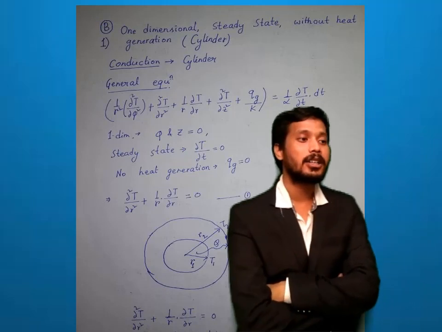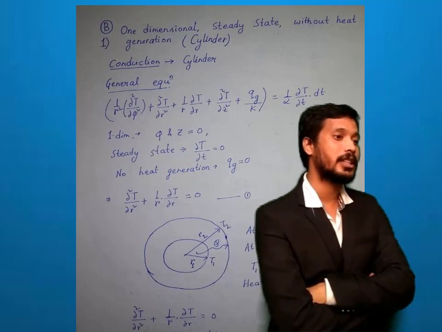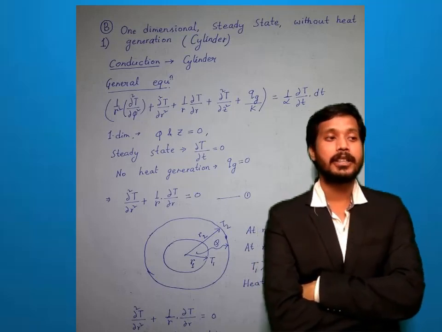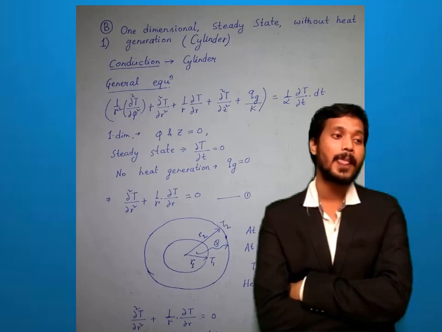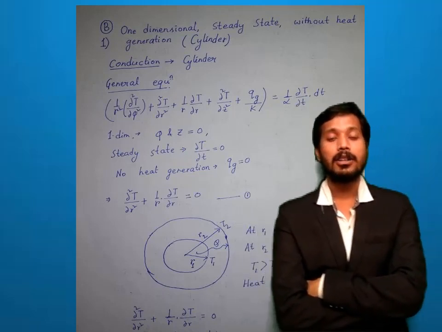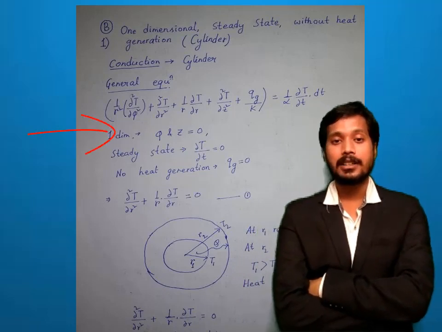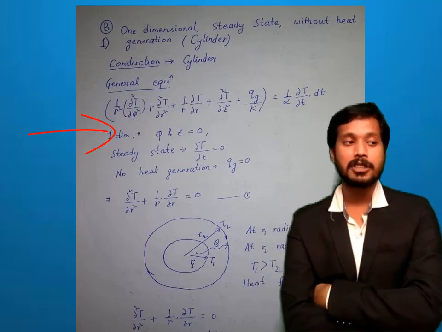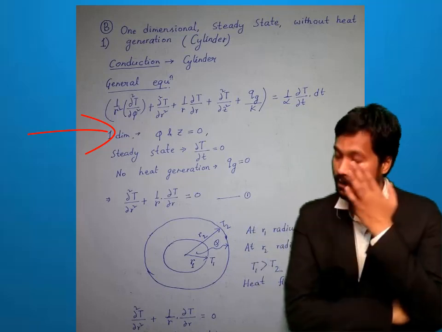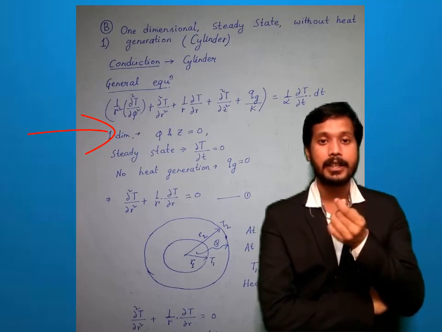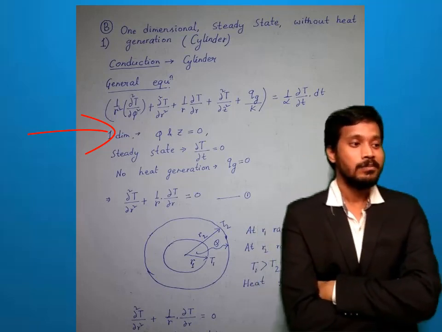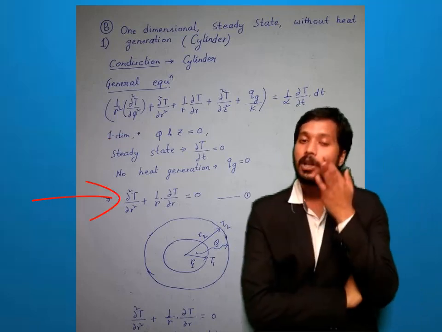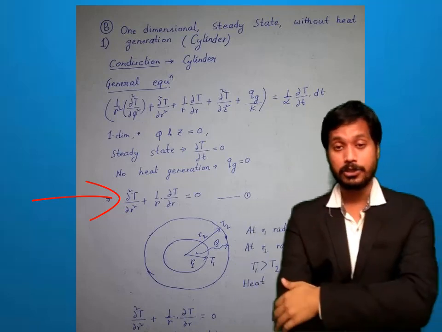So you see 1 by r² ∂²T/∂φ² plus ∂²T/∂r² plus 1 by r ∂T/∂r plus ∂²T/∂z² plus qg by k equals 1 by alpha ∂T/∂t. Now if it's one dimension, then I consider only r, and on phi and z, both these dimensions I'll take as 0. No heat generation means qg I'll take 0, and steady state means I'll take the ∂T/∂t term as 0. So I can reform the equation: ∂²T/∂r² plus 1 by r ∂T/∂r equals 0.